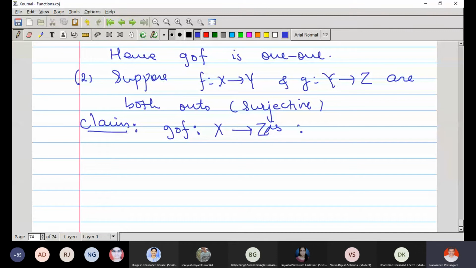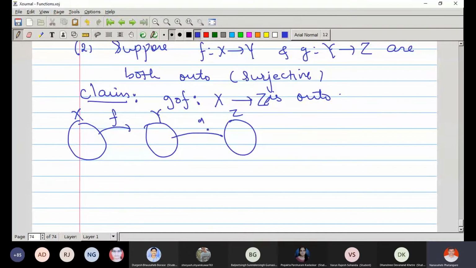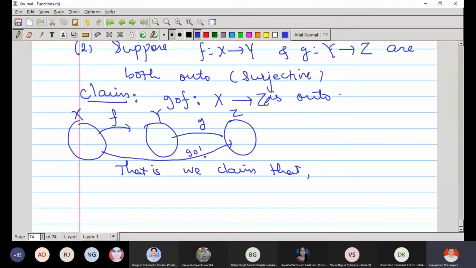Okay, how to prove this? That is what we want. That is, we claim that G composite F is onto. We want to prove that G composite F is onto. Means what? Means what we claim.